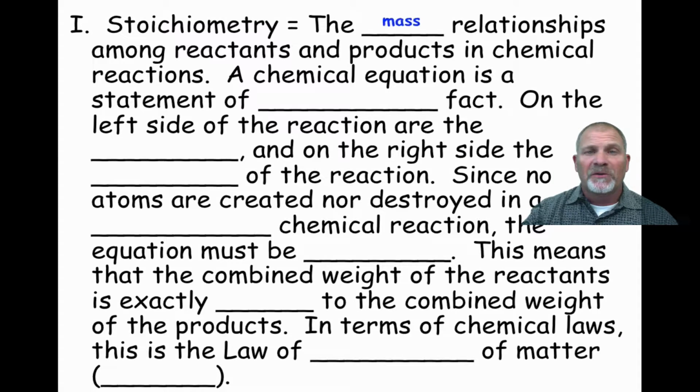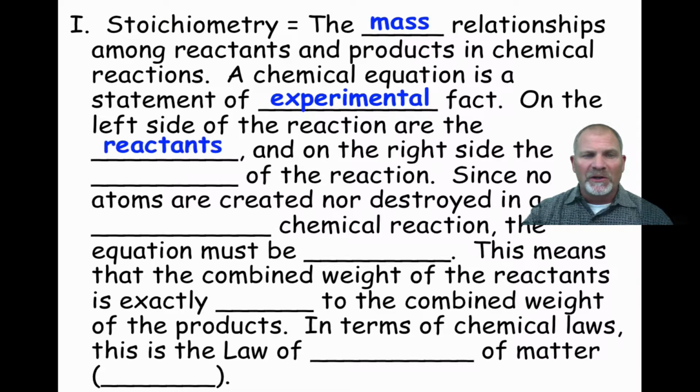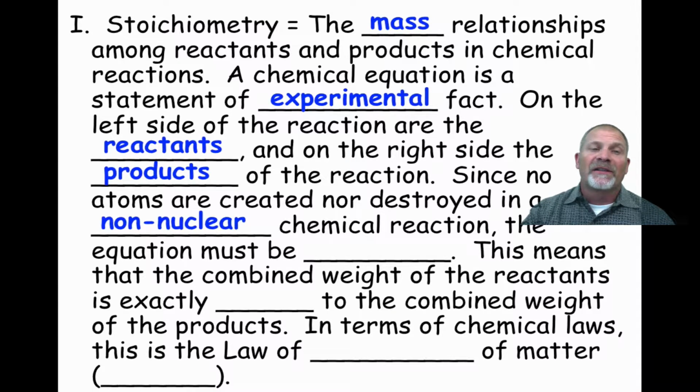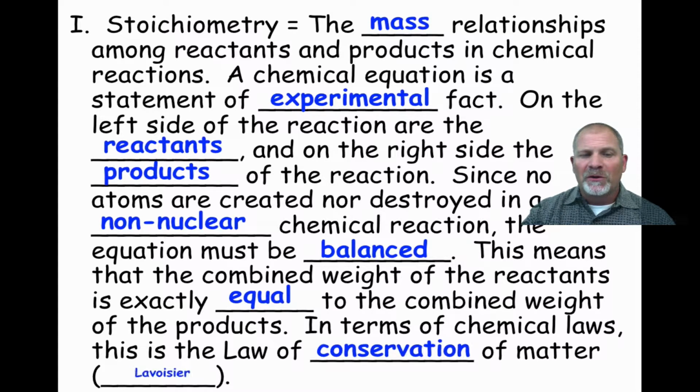By definition, stoichiometry is a mass relationship among reactants and products in a chemical equation. Remember, reactants are on the left-hand side, products are on the right-hand side. And we know that before we can even do any stoichiometry, we must have a balanced chemical equation. And that goes back to the scientist Antoine Lavoisier.